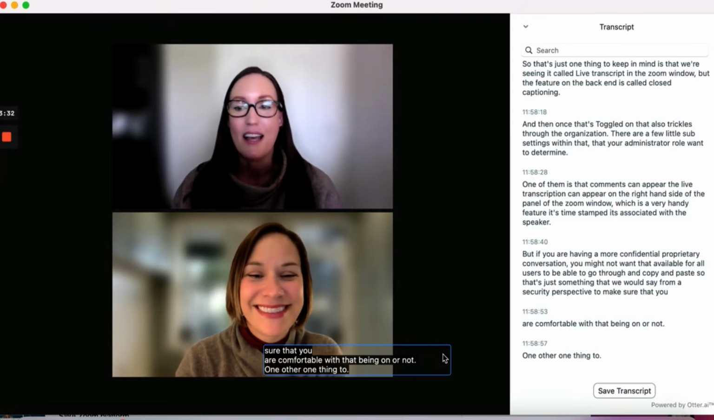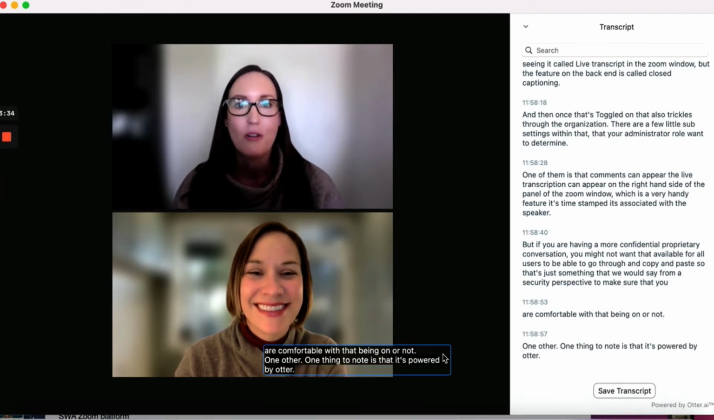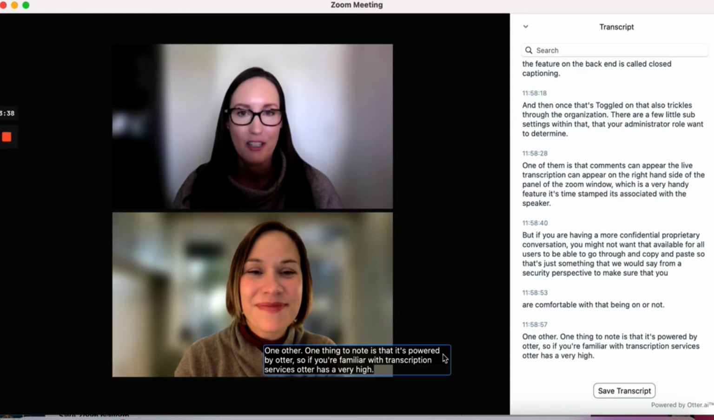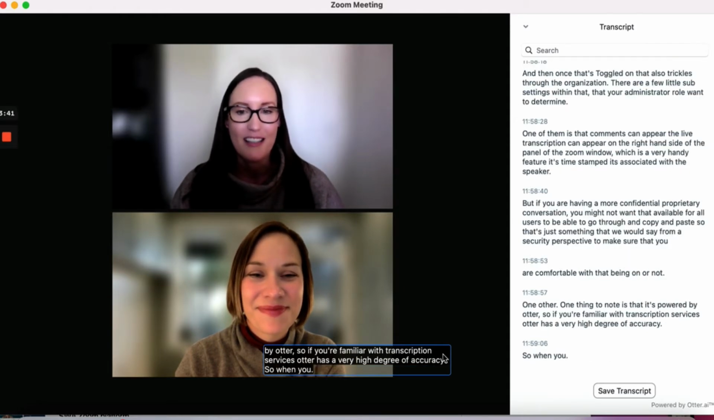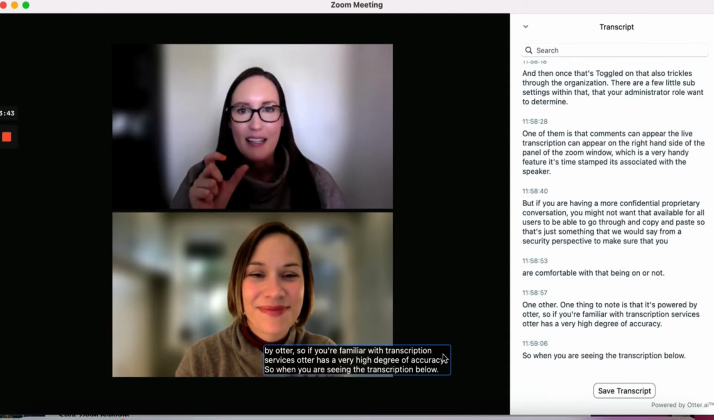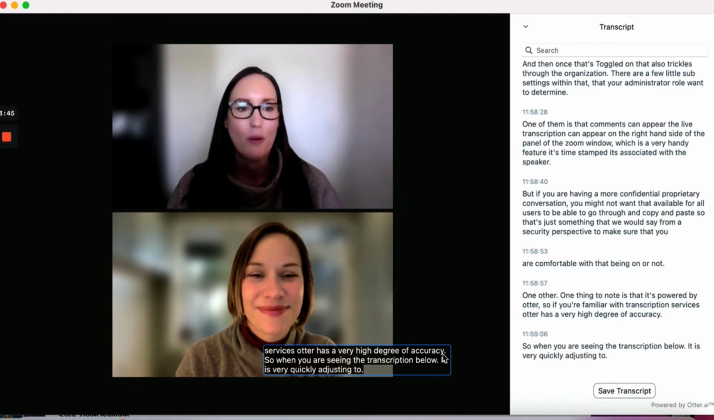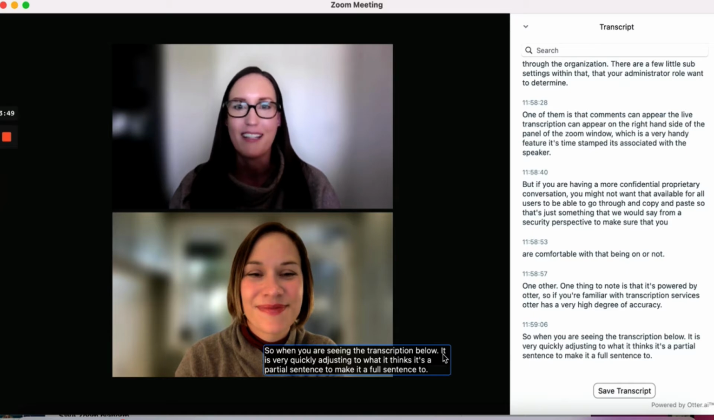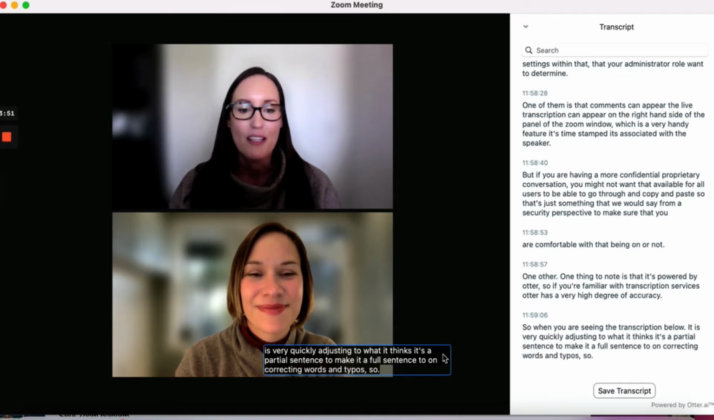One thing to note is that it's powered by Otter. So if you are familiar with transcription services, Otter has a very high degree of accuracy. So when you are seeing the transcription below, it is very quickly adjusting what it thinks is a partial sentence to make it a full sentence, and correcting words and typos. So it's a highly accurate service that they've added on.